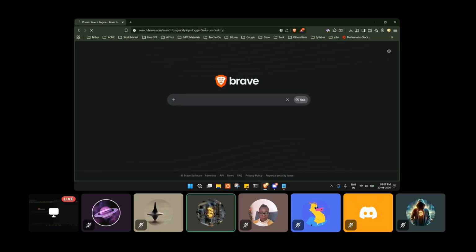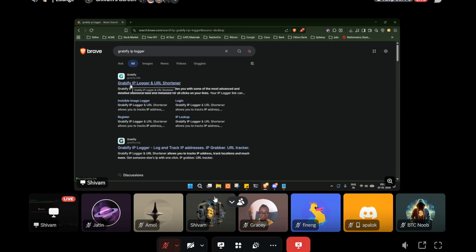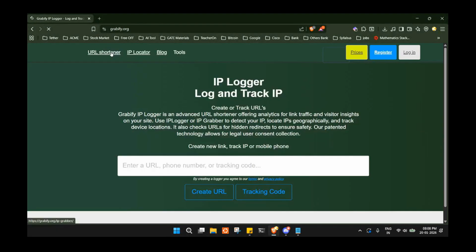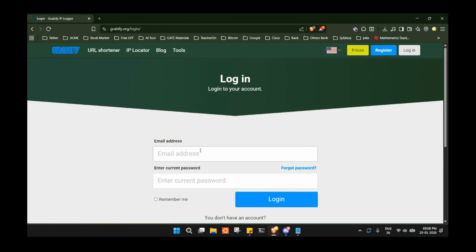There is a Grabify IP logger. You make an account and share a link with someone, and if they click on that link, it can tell you which mobile phone they are using. I can show it to you right now as well. Just give me a second. I just need to find if I have any previous login details or any fake one.